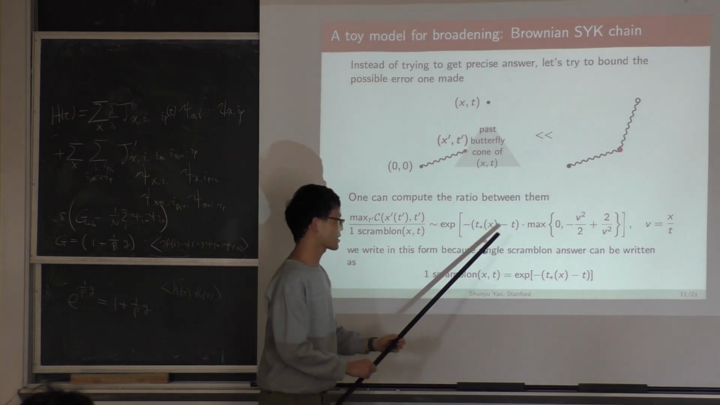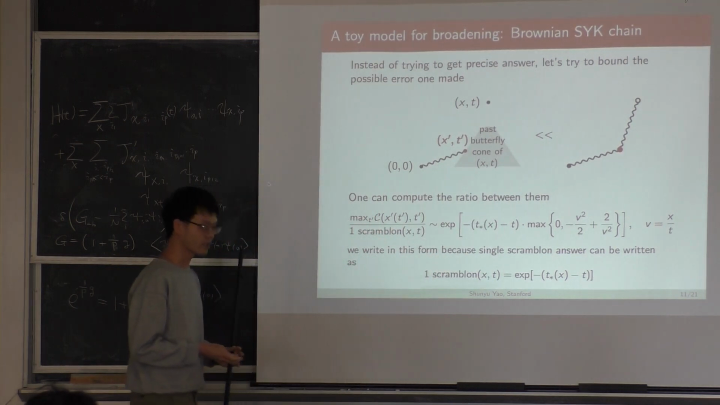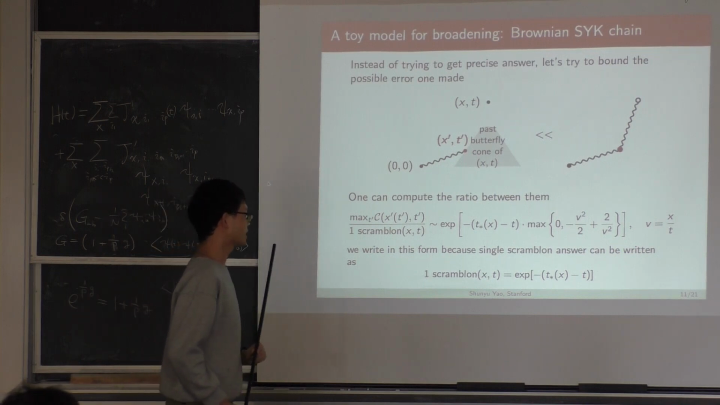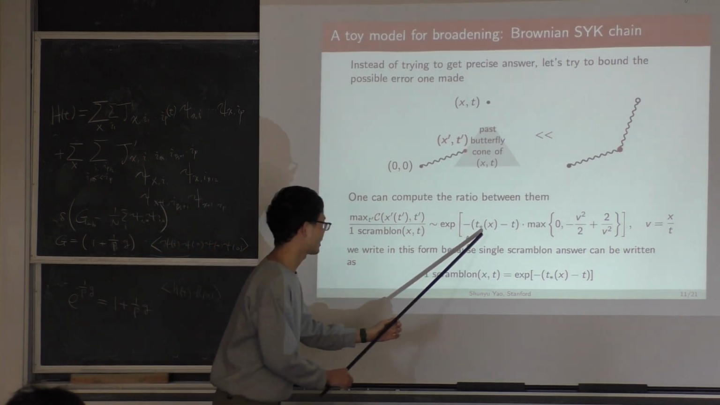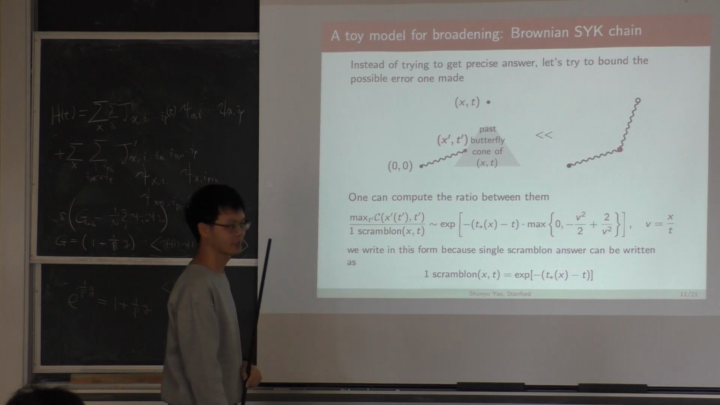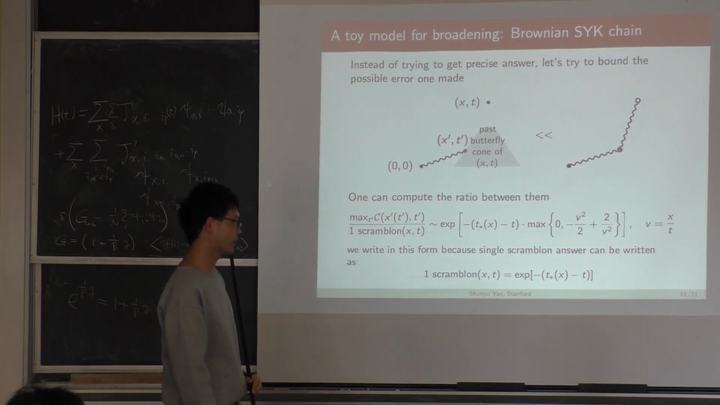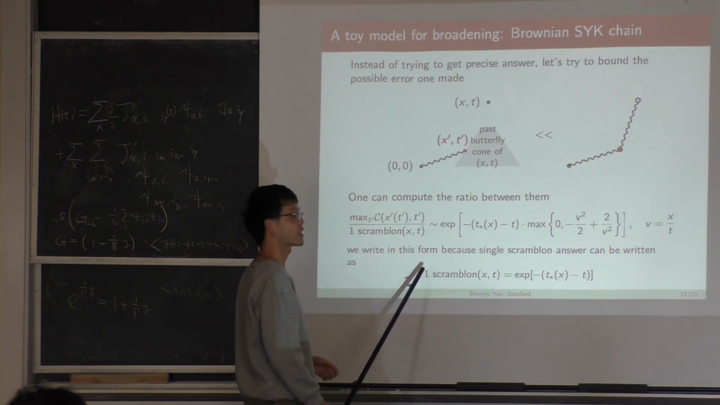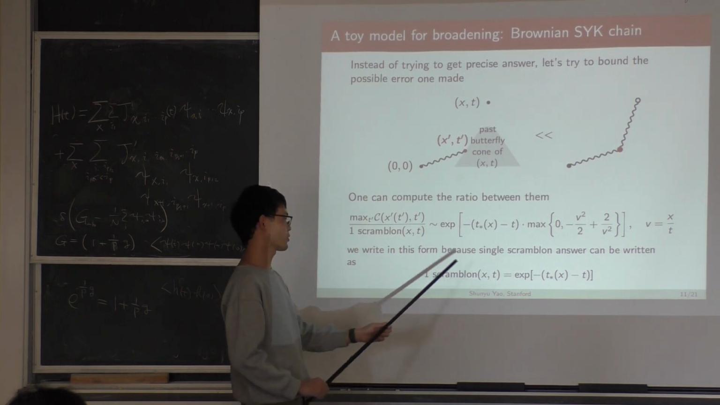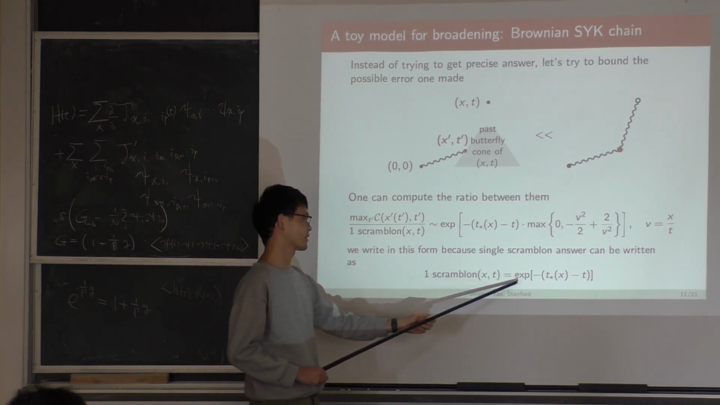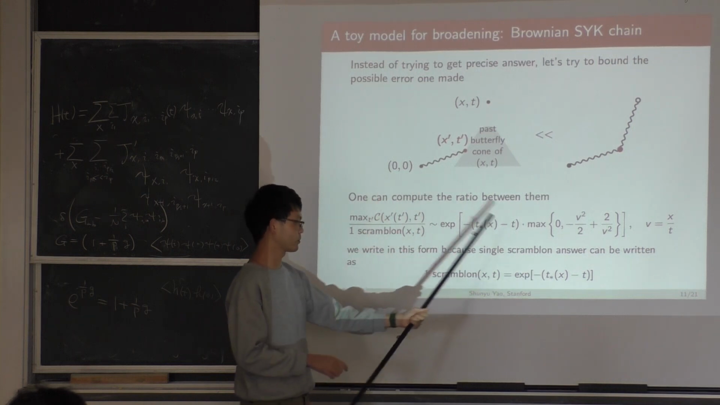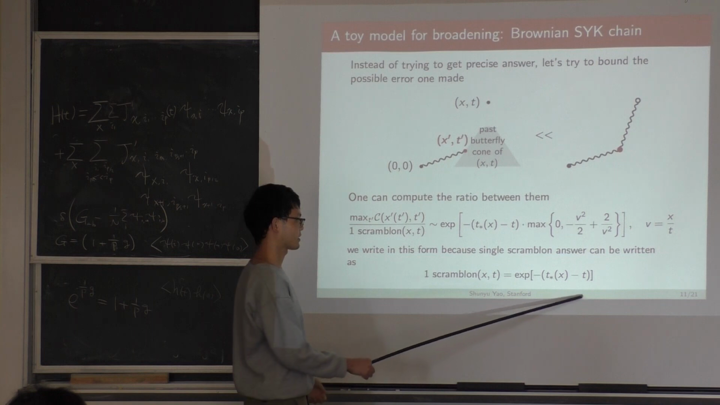And this is an expression we get, so let's uncover this expression a little bit. And the reason why we wrote this answer in a slightly weird or complicated way is I want to compare that with the naive answer from single scramble. So single scramble, you can actually write that as exponential of minus t star.